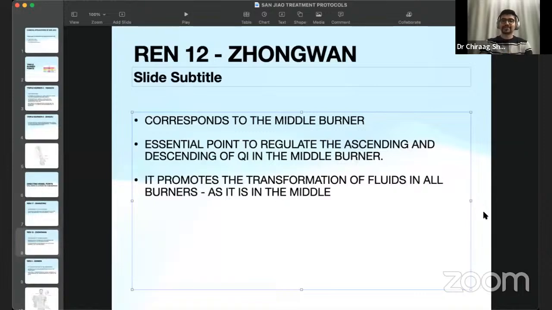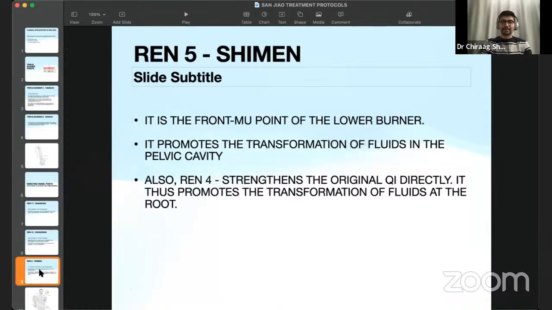Now, the third statement which I have written here is very important. It promotes the transformation of fluids in all burners as it is in the middle. So, with the help of REN 12, you can regulate the chi of the upper burner as well as the lower burner. All right. And the lower burner point, extremely important. One of the first points you must use when you want to stimulate the Sanjia. So REN 5, it is the front mu point of the lower burner. It promotes the transformation of fluids in the pelvic cavity. Also, along with REN 4, it strengthens the original chi directly. Thus, promotes the transformation of fluids at the root.